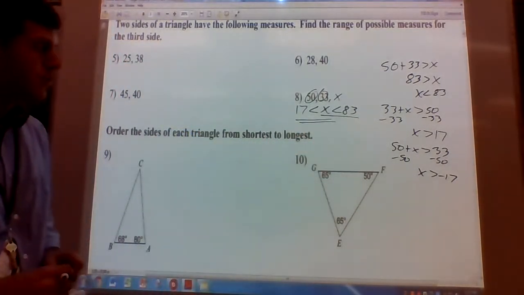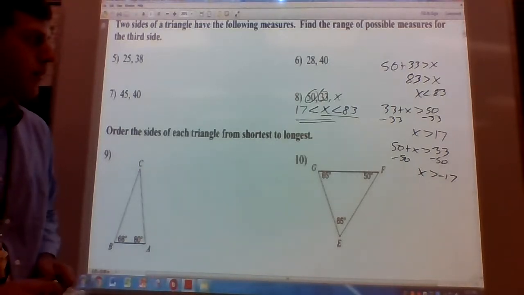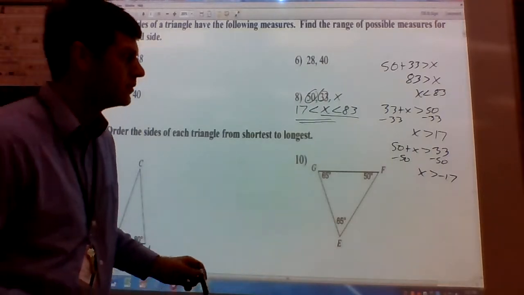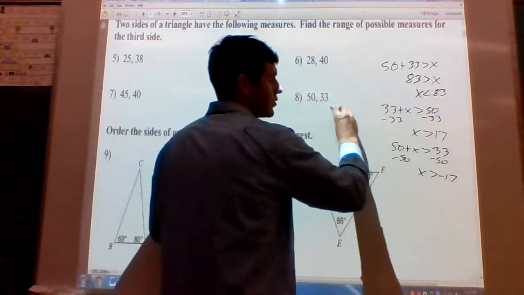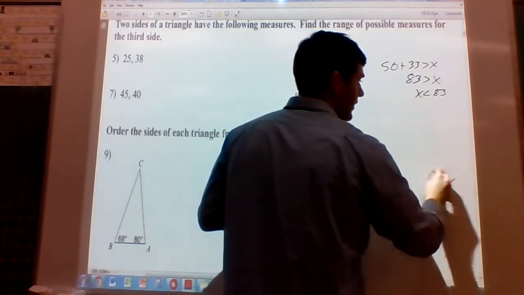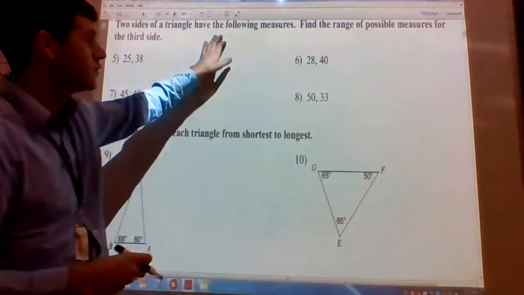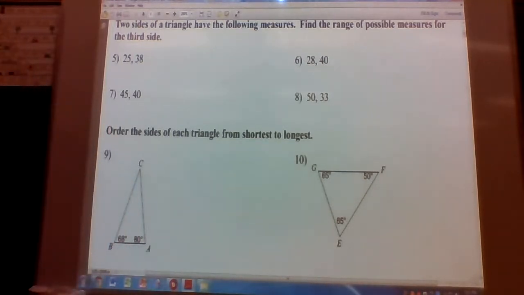Any number. 20, 50, 42 and a half, 82.5, 81.6, 82.9, 17.1. Any number between there you could use to make a triangle. Right? Again, that's what we're doing here. We were trying to find which values of x, which values for a third side, which we called x, would make triangles.